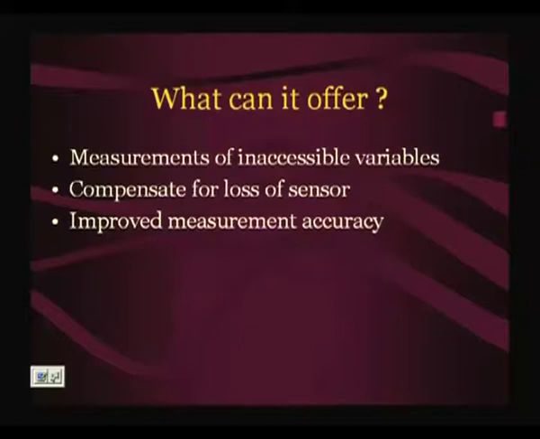So, what can estimation offer? It can offer measurements of inaccessible variables, variables which cannot be measured directly. We will presently see an example. It can compensate for loss of sensors, we will also see an example, and it can give improved measurement accuracy. We have already seen that in the case of Kalman filtering, for example. Kalman filtering is a striking example where a filter can give you vastly improved estimates of velocity and acceleration from position measurements.